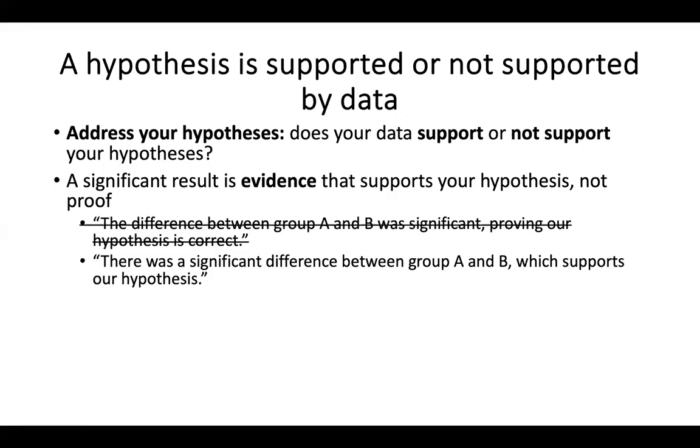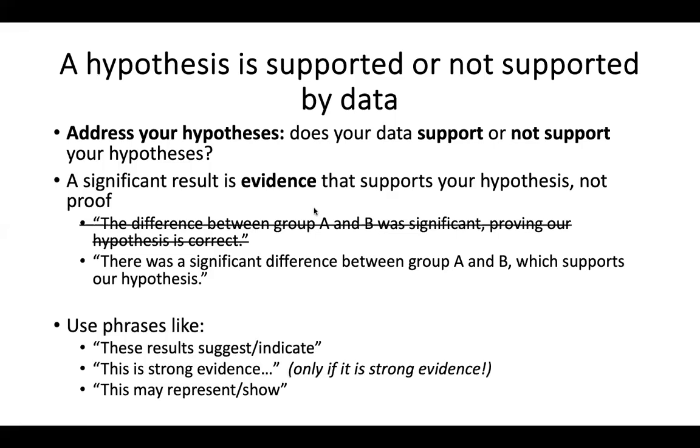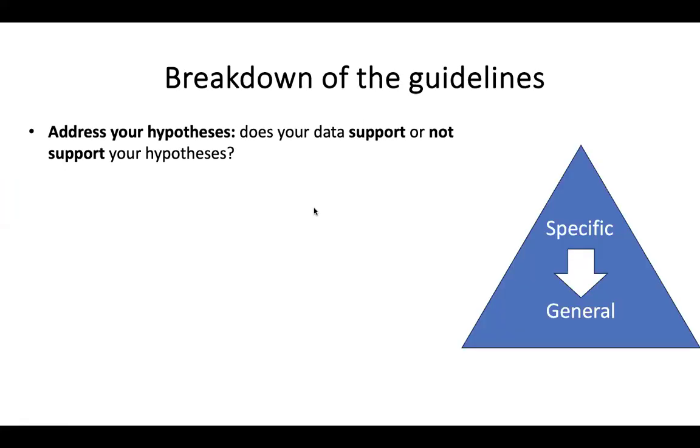So in your discussion, you want to say things that are maybe less absolute, but for instance, things like these results suggest or indicate, or this may represent, rather than this is proof that this hypothesis is true. Because it was true in this context, was supported in this context, but it may not be true in other contexts, or may not be supported in other contexts. Okay, so as for other aspects of the guideline, as we just talked about, you want to make sure you use explicit language that's not black or white when talking about your hypothesis.